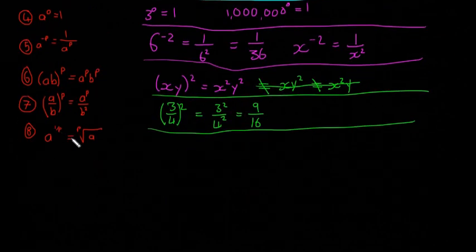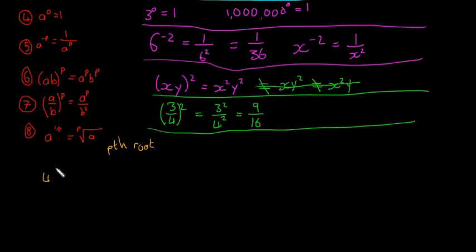Okay, and now here's the last one. So there's one more rule after this. It's this and another one, and these are the most difficult rules. So the rule reads a to the power of 1 over p, so it's a fraction, is equal to the pth root of a. So the pth root. So what do I mean by the pth root? So I'll do some examples.